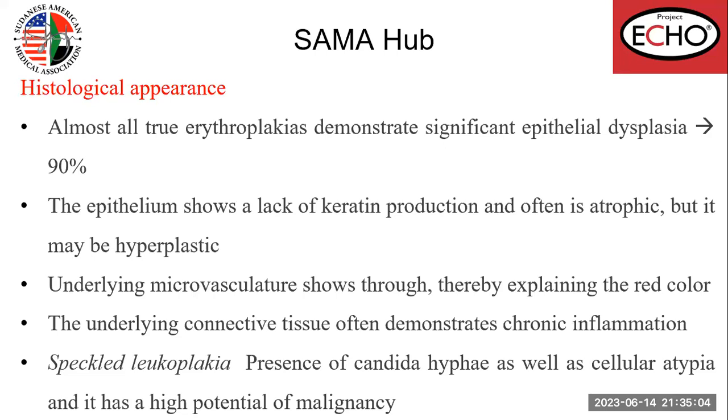So the underlying connective tissue often demonstrates chronic inflammation. We can see macrophages very massively in these areas, specifically chronic inflammatory cells, not acute. So speckled erythroplakia is the presence of Candida hyphae as well as cellular atypia, and it has a high potential of malignancy. We don't like speckled erythroplakia.